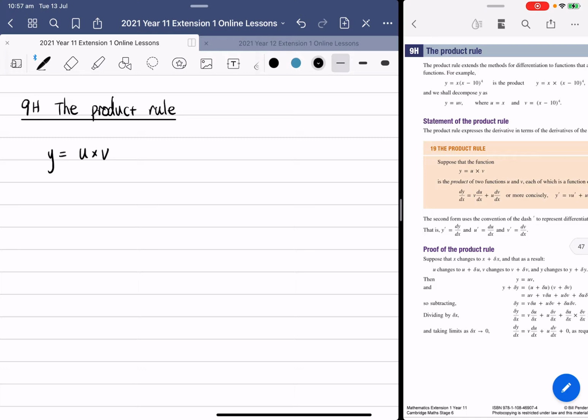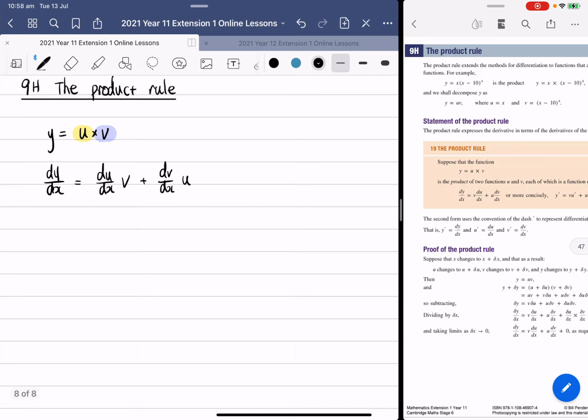All right, so the formula tells you that dy over dx is equal to, you first differentiate the first function, so you differentiate the u first, and that gives you du over dx, and then you times by the original of the second function, which is v, plus, then you differentiate the second function, which is dv over dx, and then you times by u. Okay, so that is what a product rule is.